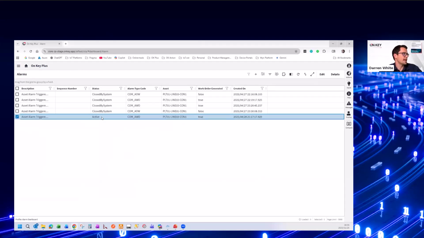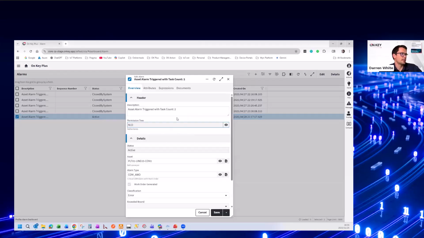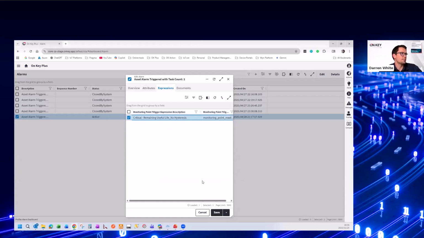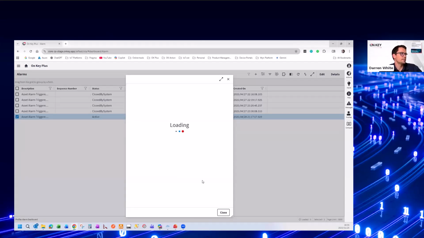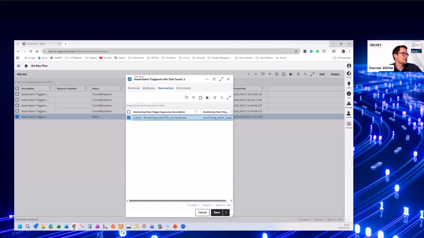Okay, so here I can see that there's an active alarm that was created. I can see that there are two tasks linked to it. I can view the expression that triggered that alarm. So if I open this up, you will notice that there's an expression that was defined to say that if the remaining useful life dropped below a specific threshold, and that threshold you can set up and you have complete control over that. Okay, so that alarm was created.